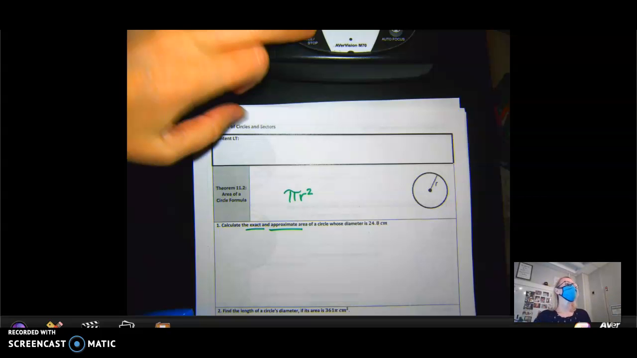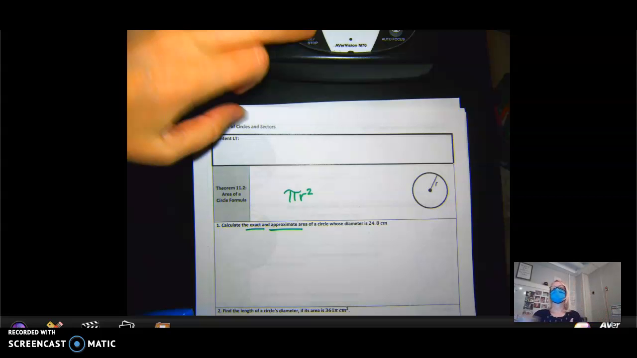Remember, exact just means that I'm going to leave the symbol pi in because that's a non-terminating, non-repeating decimal that never ends. So anytime I would round it or use it, I'd have to round. So it's not exact. So what's your exact answer? Take a guess. It's okay if it's wrong. Perfect. 153.76 pi.